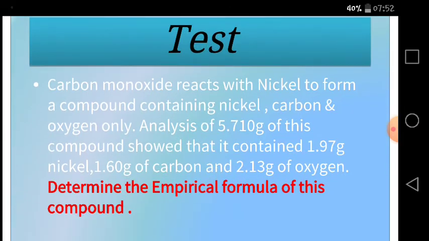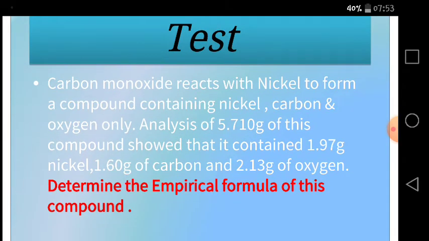This is a question which I have selected from the past papers for you as a test. Write on your test notebooks and send into your respective groups for checking or evaluation. So this is the test for you.